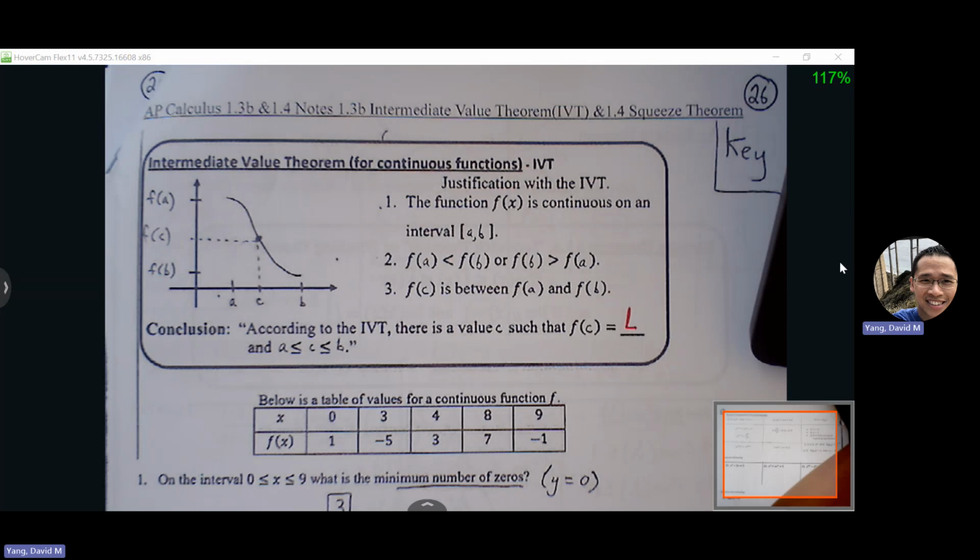The only thing with IVT is that it's a little bit wordy in terms of the justification. There's multiple ways of writing it out, but I'll show you the way that I feel is the most efficient. But there's multiple ways for you to represent that this value exists.